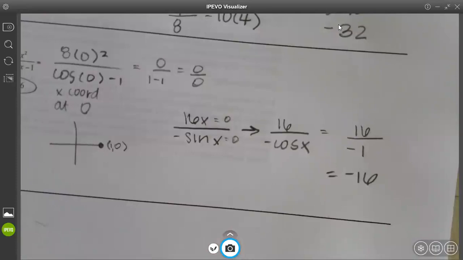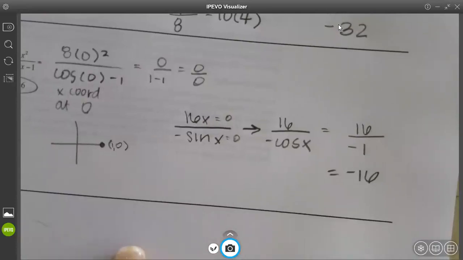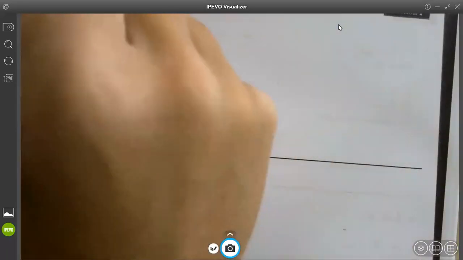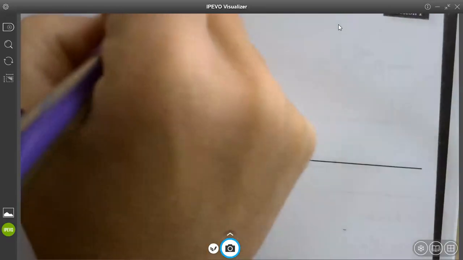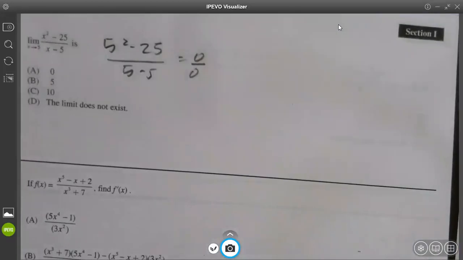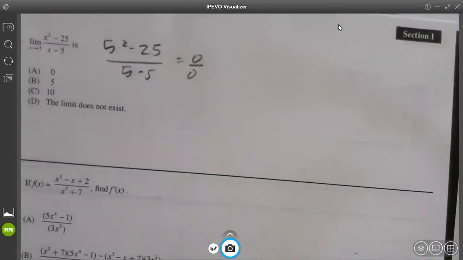Number 3 is the same exact thing. What do we do to begin with when we're trying to take the limit? Direct substitute. So we're going to direct substitute. We get 5 squared minus 25 over 5 minus 5, which gives us 0/0. So once we figure out it's indeterminate, what do we do?